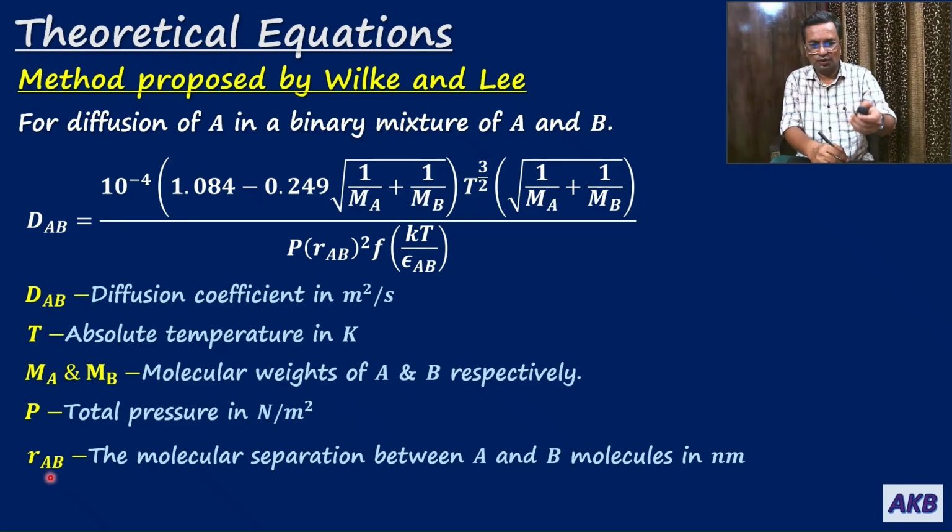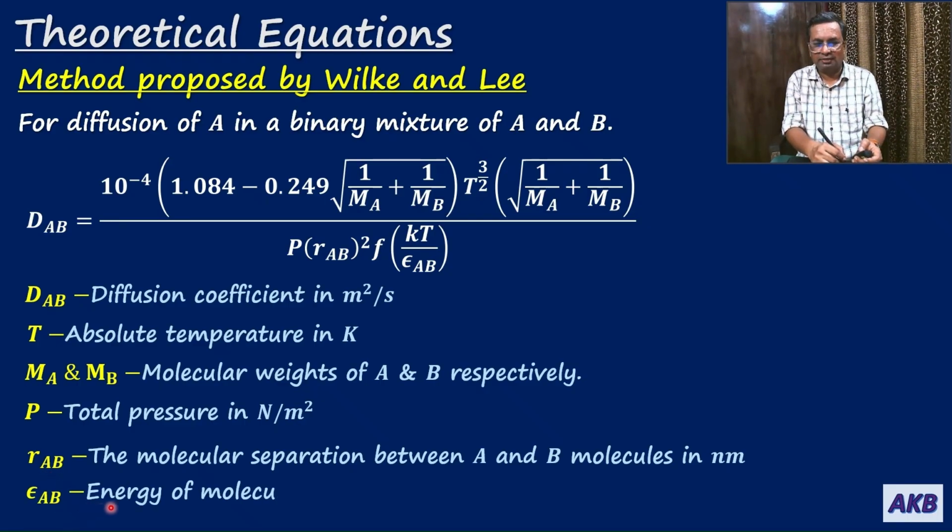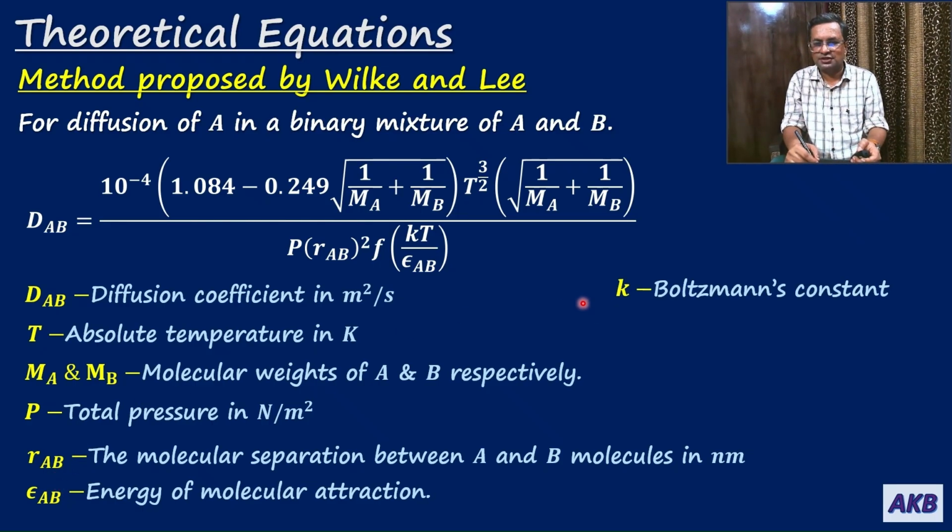I will shortly tell you what the equation for getting RAB is. Then epsilon AB is the energy of molecular attraction between the molecules of A and B. Again, we have one equation for getting epsilon AB. So some of the terms I have listed over here. Now let us move ahead. Then k in this equation is the Boltzmann's constant. Then the function of kT by epsilon AB, we call that the collision function.